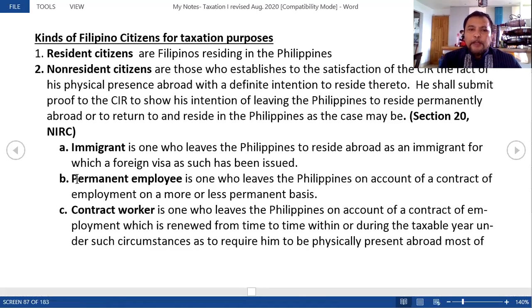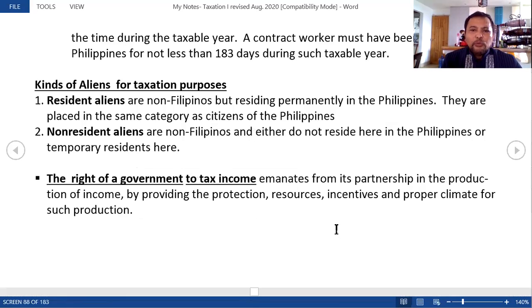Then there are non-resident citizens who are permanent employees. These are those who leave the Philippines on account of a contract of employment. So this is OCW. Oh no, this one is permanent. Yeah, still OCW. Then we have the contract worker, one who leaves the Philippines on account of a contract of employment, which is renewed from time to time during the taxable period under such circumstances as to require him to be physically present abroad most of the time during the taxable year. A contract worker must have been outside the Philippines for not less than 183 days.